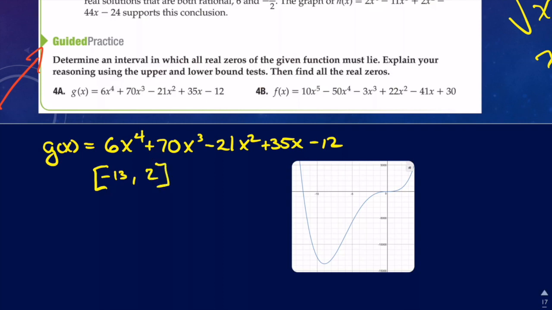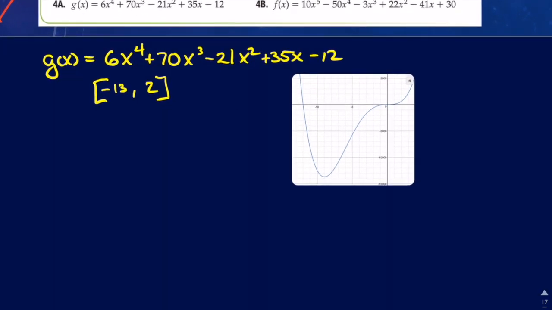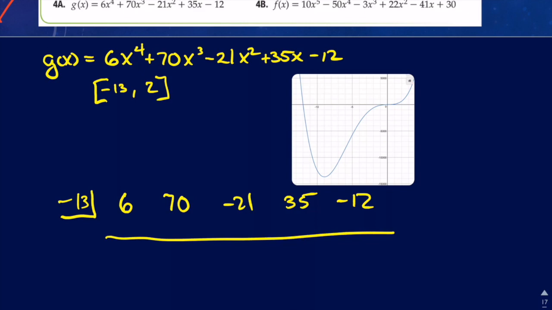So let's test those, shall we? We're going to use synthetic substitution. We're going to make sure that everything's represented. We have x to the 4th, to the 3, to the 2, to the 1, and to the 0. And let's go ahead and grab those coefficients: 6, 70, negative 21, 35, and negative 12. And we're going to go ahead and do the test now for the lower bound, which is negative 13. So here we go, 6.